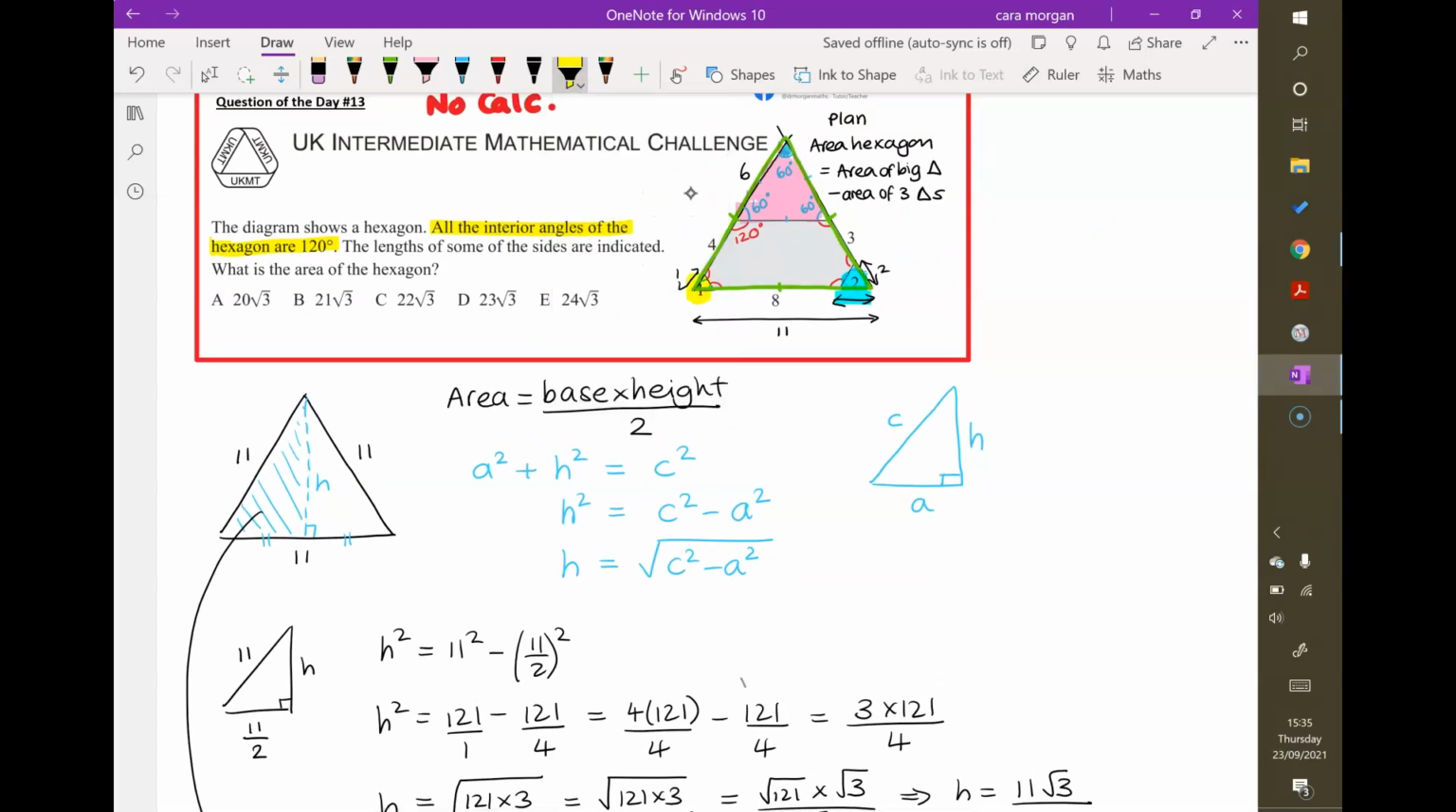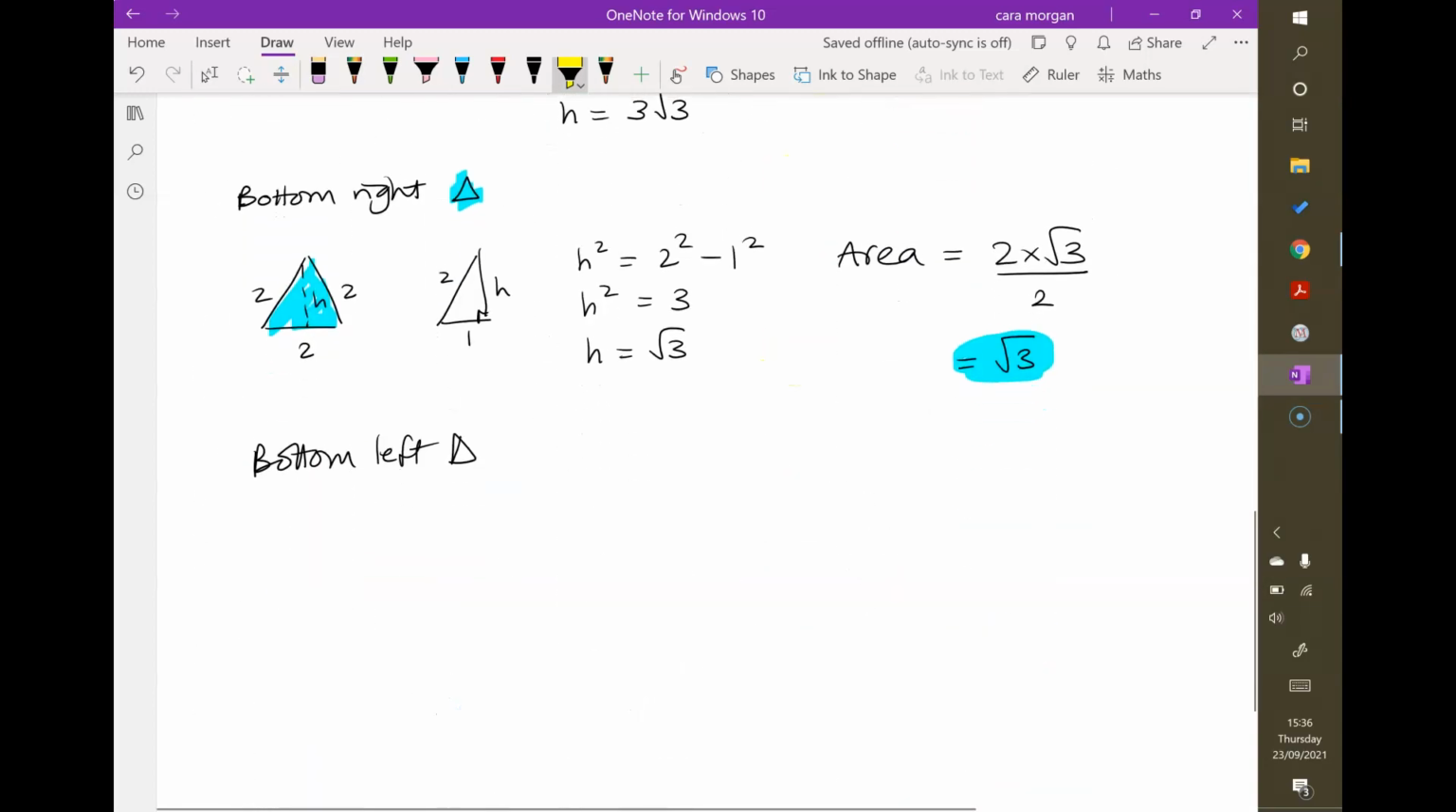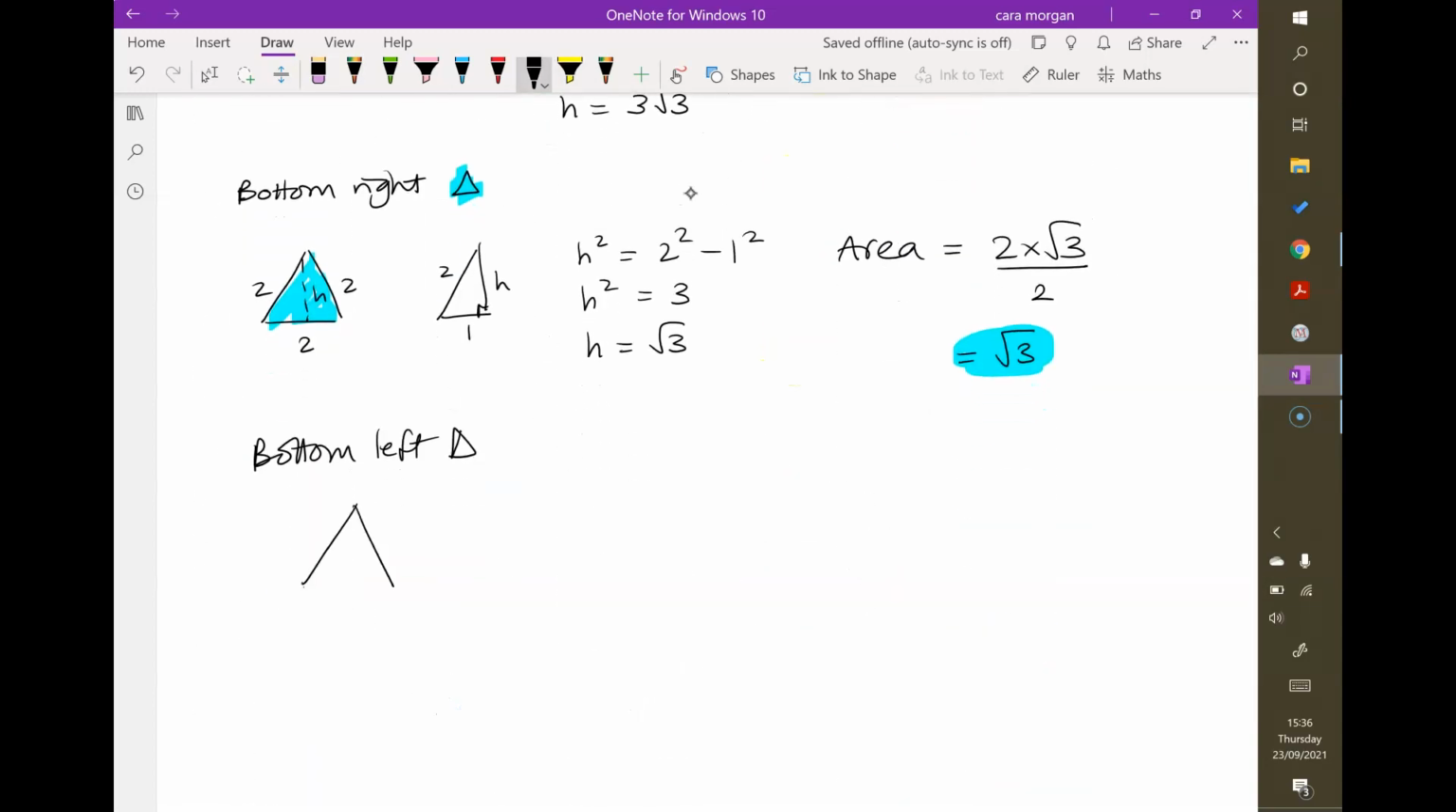Okay, right, the triangle on the bottom left has lengths of 1. So it looks like this, 1, 1, 1. Colour it in so you know where it's from. And there's my height. And that must be 1/2. So height squared is 1 squared minus 1/2 squared.